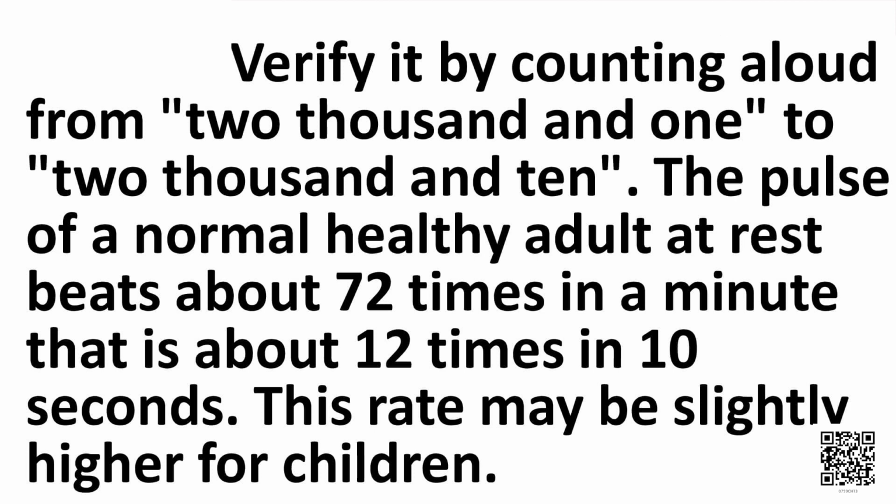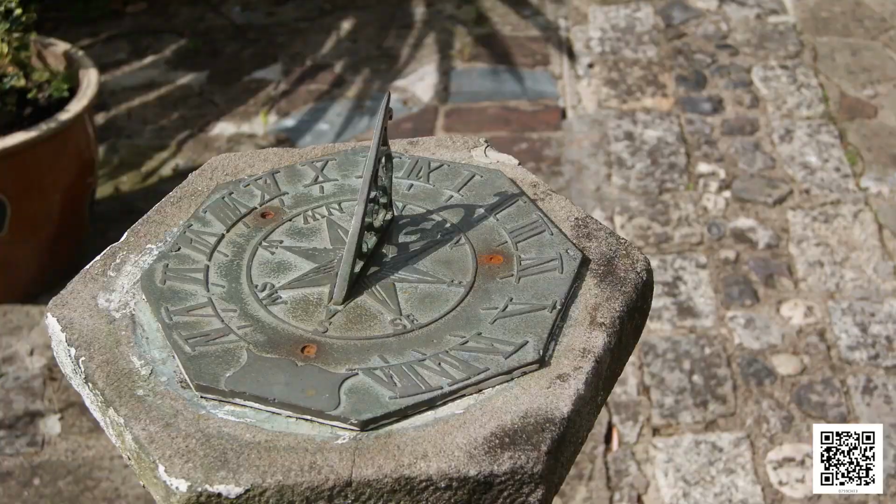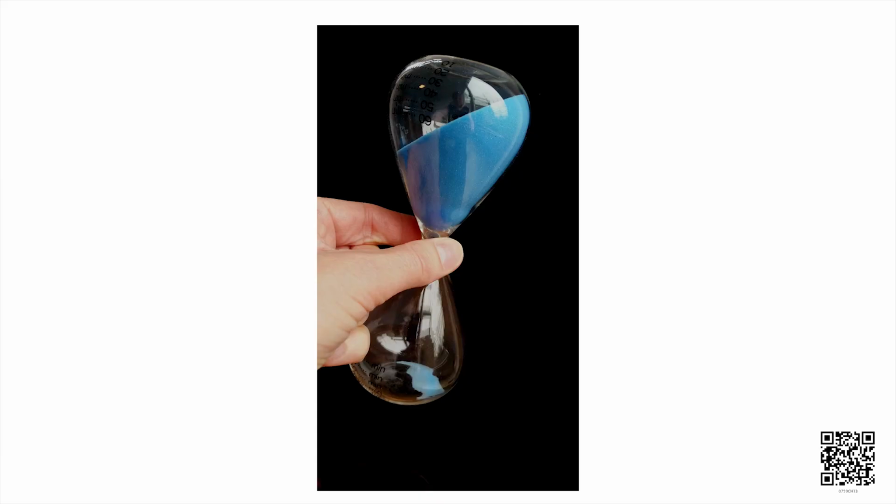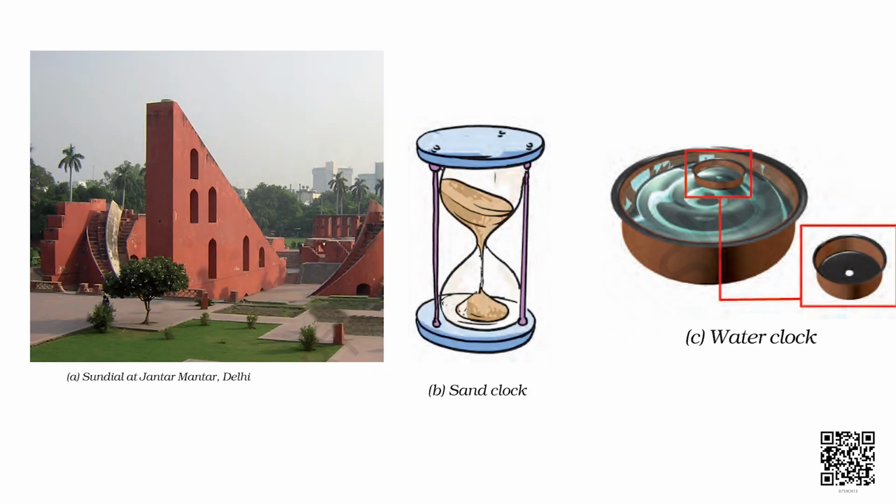Now this rate may be slightly higher for children. So many times measuring devices were used in different parts of the world before the pendulum clocks became popular. Sundials, water clocks and sand clocks are some examples of such devices. Different designs of these devices were developed in different parts of the world, as you can see in these pictures as well. So with this, students, we are at the end of our chapter.